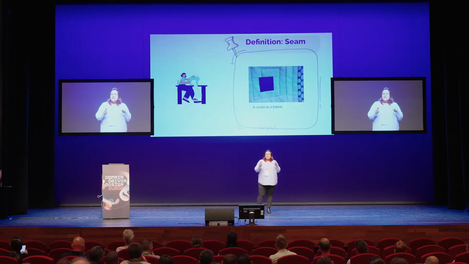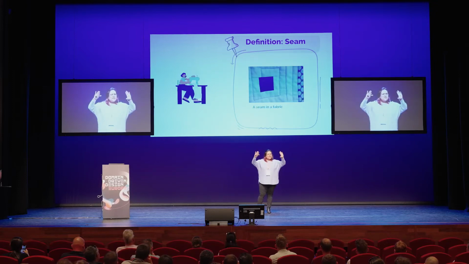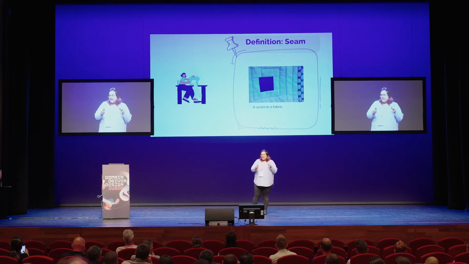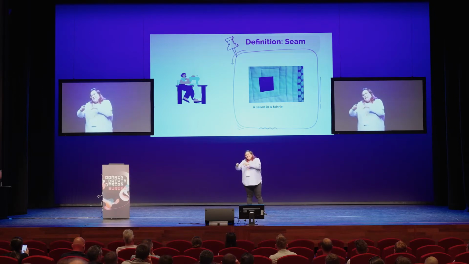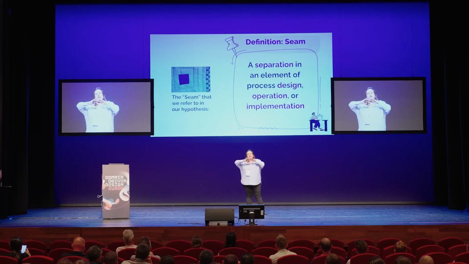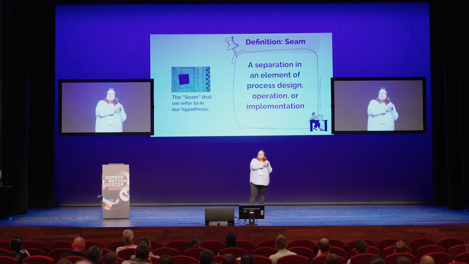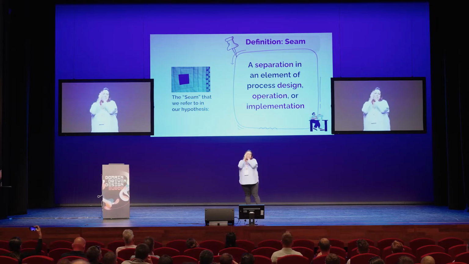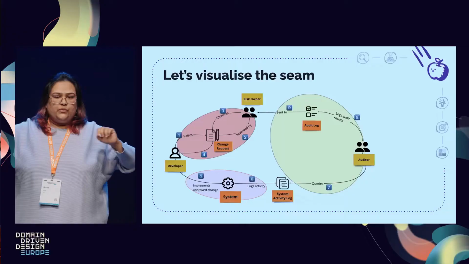So you might be familiar with seams on a piece of fabric. That's where two pieces of fabric come together and they're sewn. Now, extending that, if you think about process design, any element of a process design, whether it's the design, the operation, or the implementation, when there is a boundary between the two, those are the seams that we're referring to.